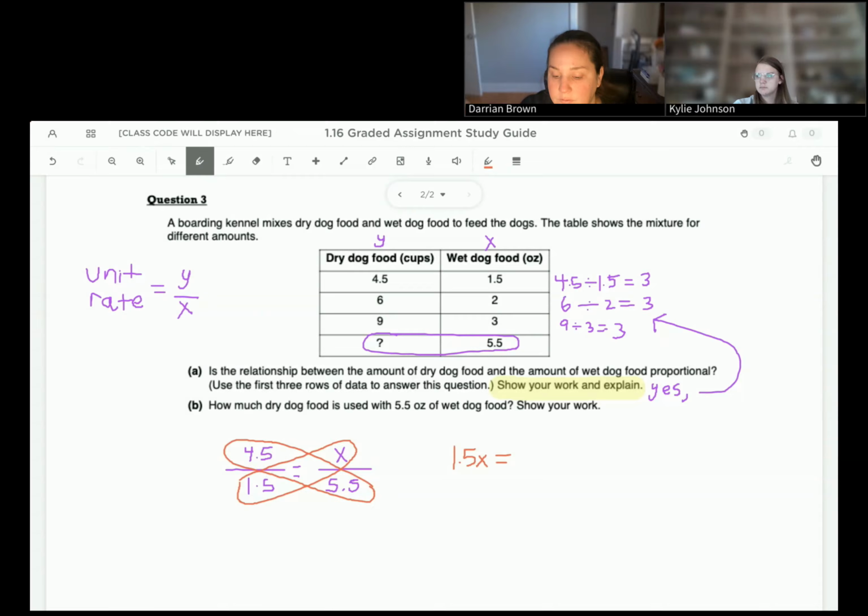4.5 times 5.5. And what do you get? Kendall, it should be a decimal. 24 point what? There you go. 24.75.